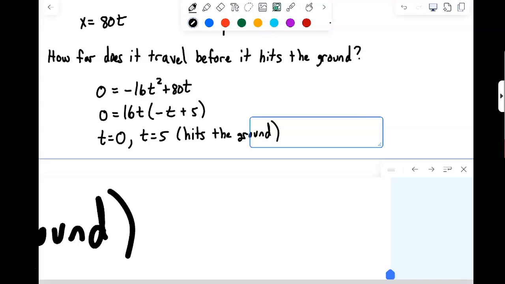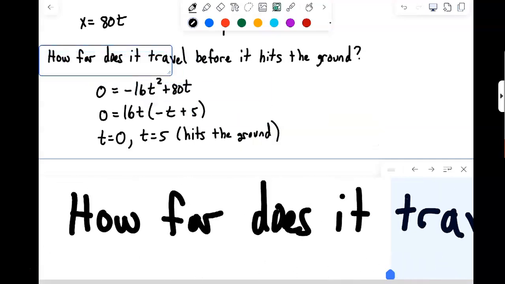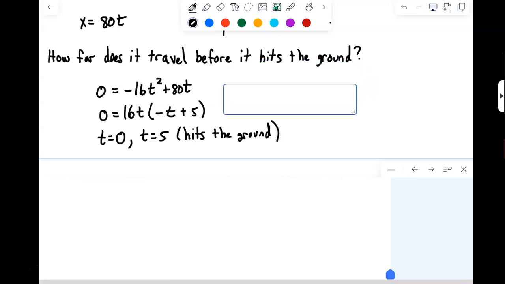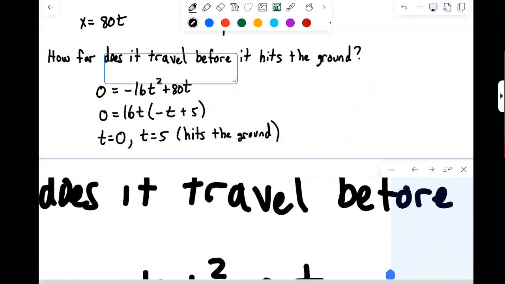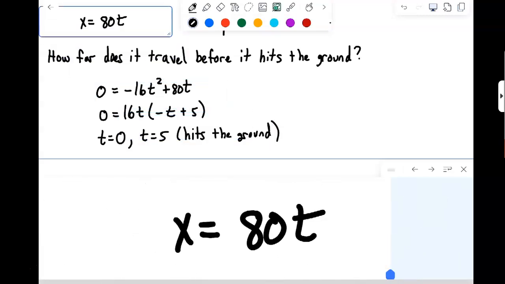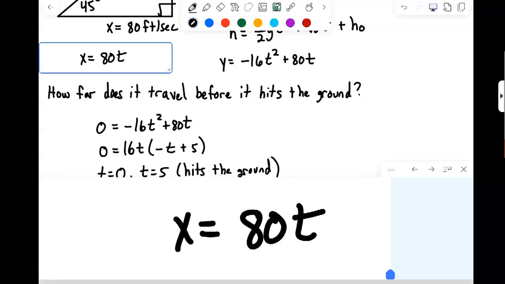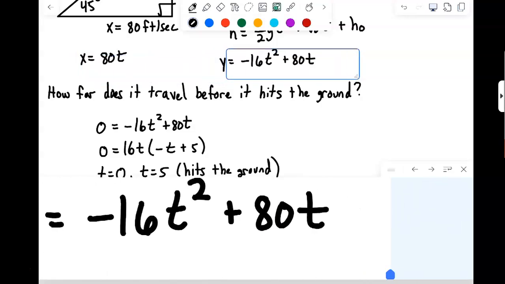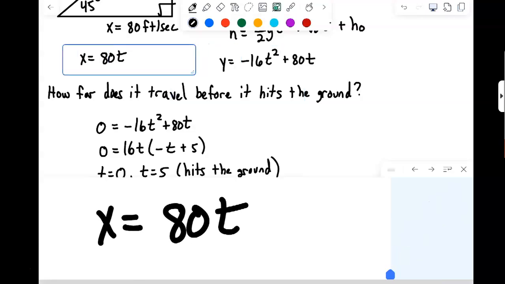Okay, and I just realized I totally didn't pay attention to my question. I was asking, how far does it travel before it hits the ground? So not how long it travels, but how far. t equals 5 is how long it travels. x would be how far it travels, specifically how far horizontally. Not talking about the length of its path, but simply how far.